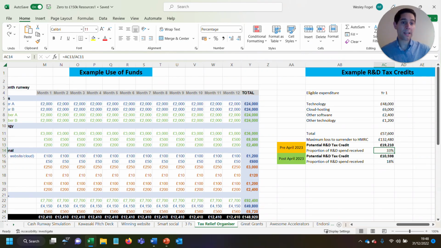And if you were to see that £19,000 as a percentage of £57,000, that will be a 33% R&D tax credit. And as I noted in the lesson previously, from April 2023, this will reduce down to 18%. So out of, let's say, £57,000 of R&D spend, you would be eligible to receive just over £10,500 each year, depending on the spending, of course, but that's the type of figures that you should be able to communicate to investors that you expect to see as you go through this submission process.